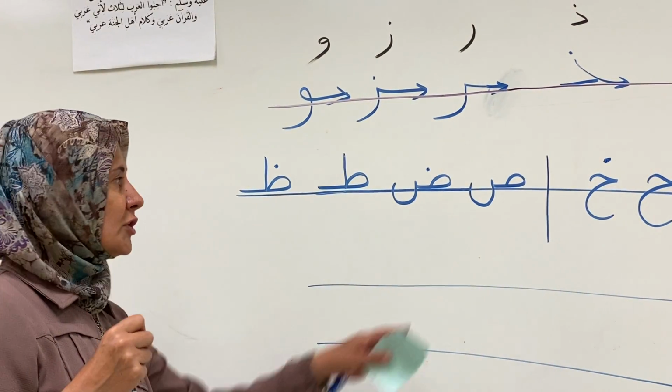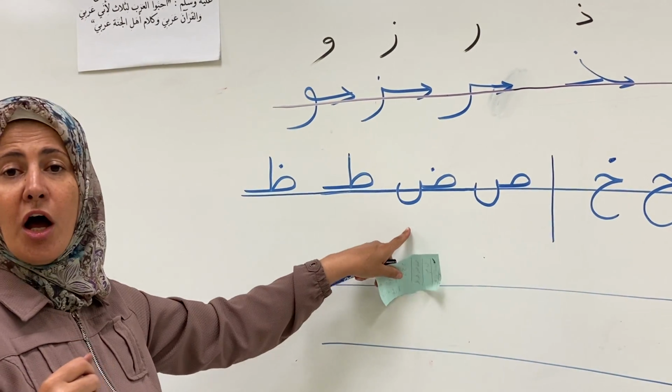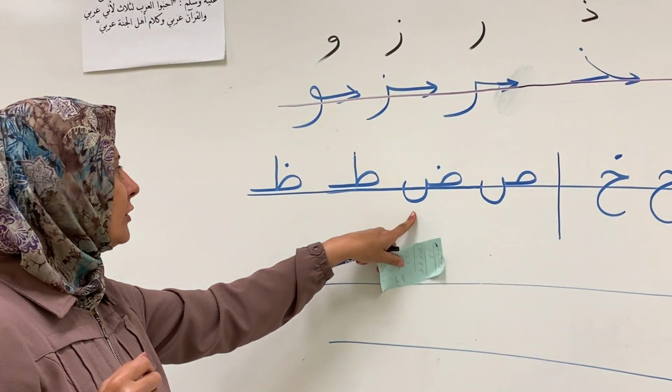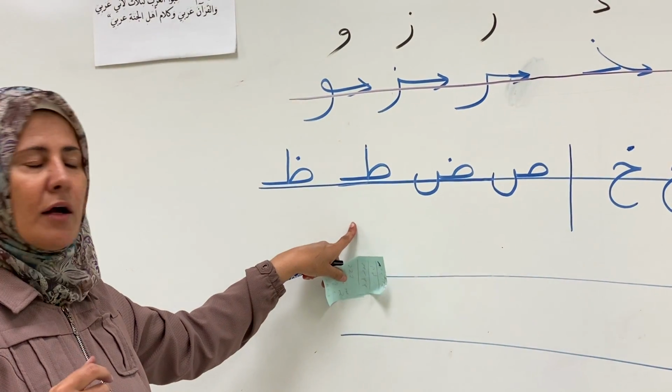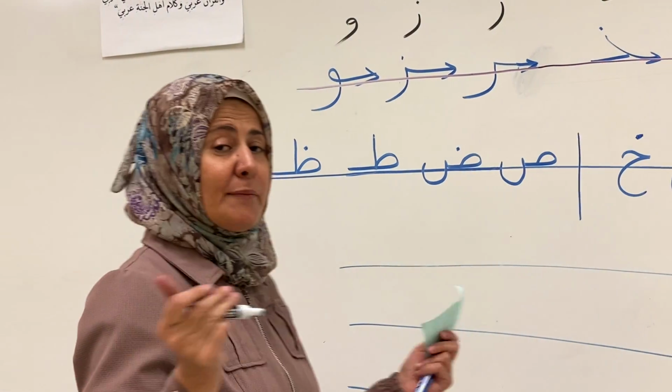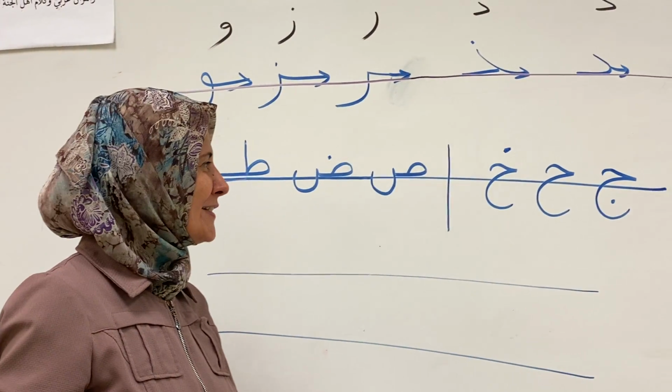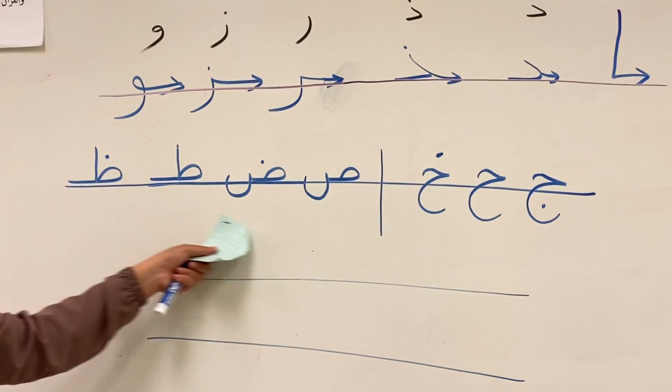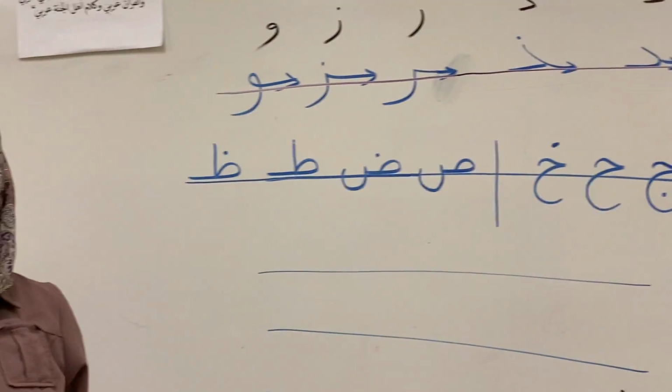Sad, dad, ta, tha. Okay, as I mentioned to you in the previous classes, this shape, you see it only at the end.